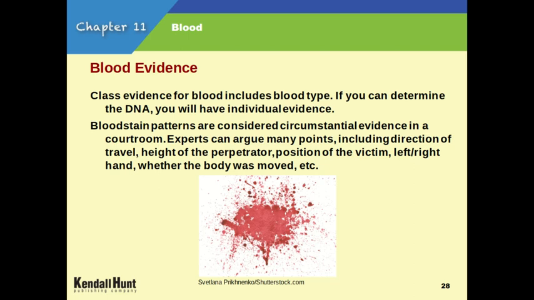So in a court, you can argue, well, my findings put the victim here. They're pretty generally accepted. The basic facts of the direction of the blood and where the blood came from, was it cast off? Those are pretty hard to dispute, but some cases will try and argue those facts, but they are circumstantial. They're not class or individual.